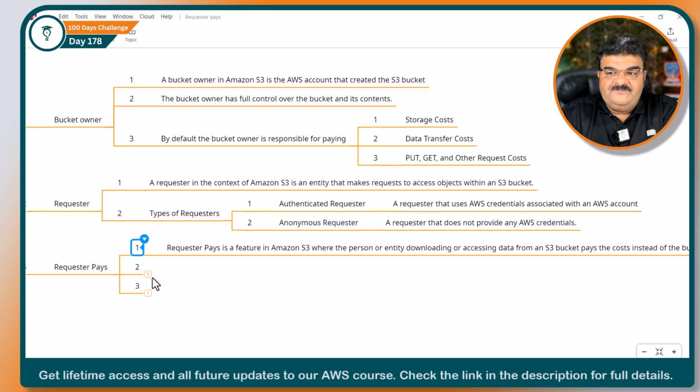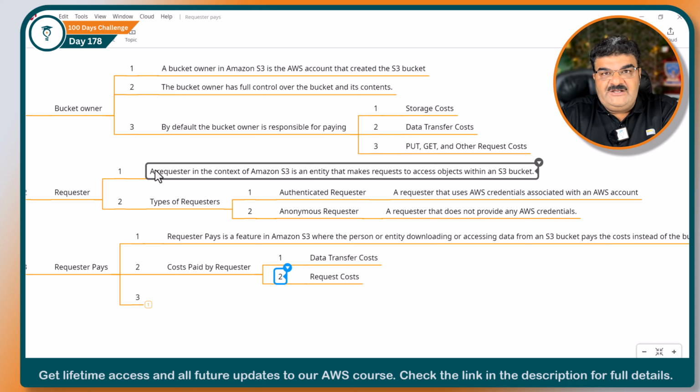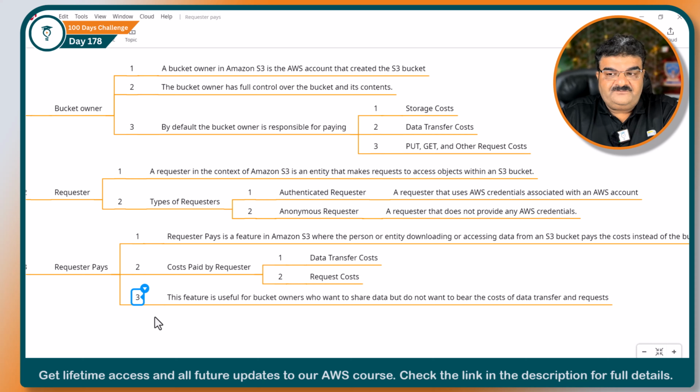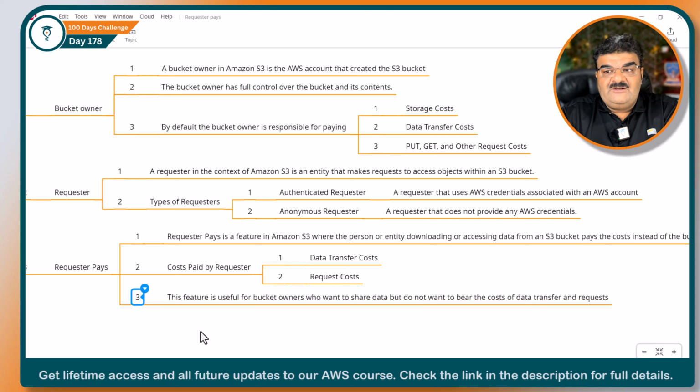The requester is not going to pay all the fees, but yes, the requester will pay data transfer cost and request cost. Storage cost is again the responsibility of the owner because he is the owner of the data, so he is willing to pay the storage cost, but data transfer cost and request cost will be paid by the requester. This feature is useful for the bucket owner who wants to share data but does not want to bear the cost of the data transfer and requests. Now this is very useful.